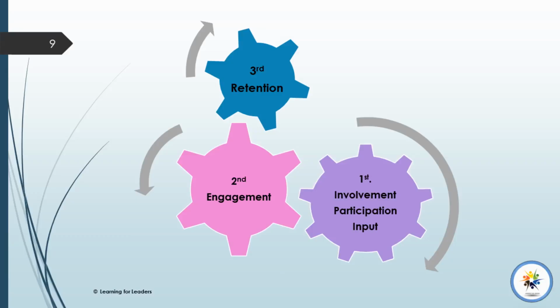And the result of engagement, as that wheel turns, which turns counterclockwise, is it turns the wheel called retention. So we kind of have a chain reaction. We have a series of geared wheels here. When we start turning one wheel, it turns another wheel, which is called engagement. And as engagement improves, retention improves as well. So this is kind of a cause and effect.